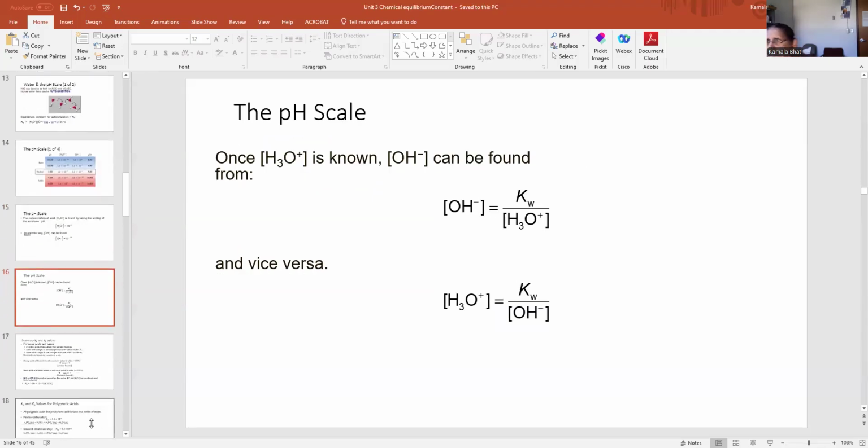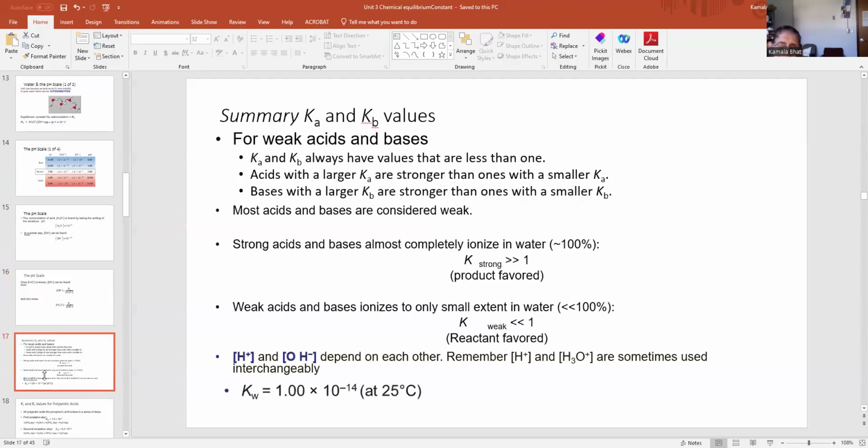The same holds true for OH. The second thing is we know that the concentration of OH minus ion times the concentration of the hydronium ion is equal to Kw. This expression can be used to calculate either the concentration of the H3O plus ion or the OH minus ion if either one of them is given.